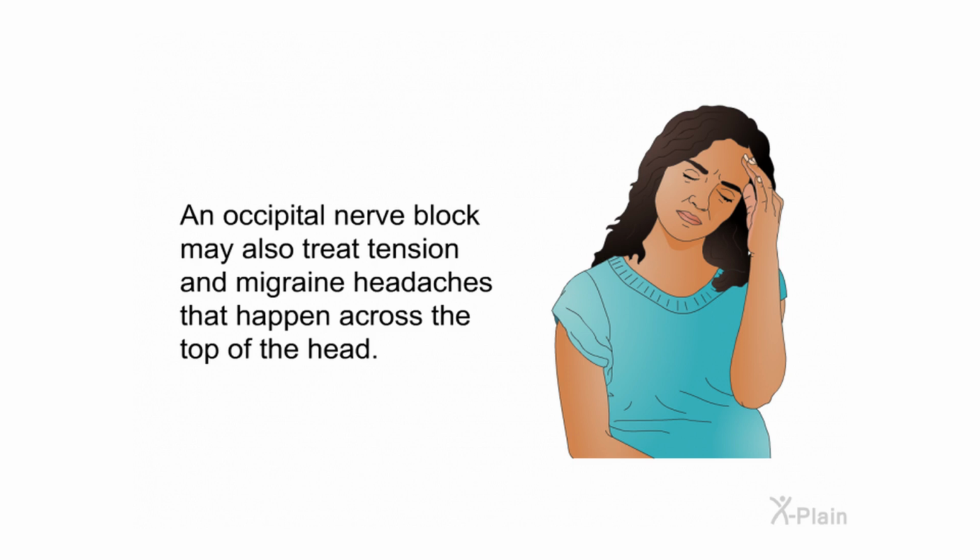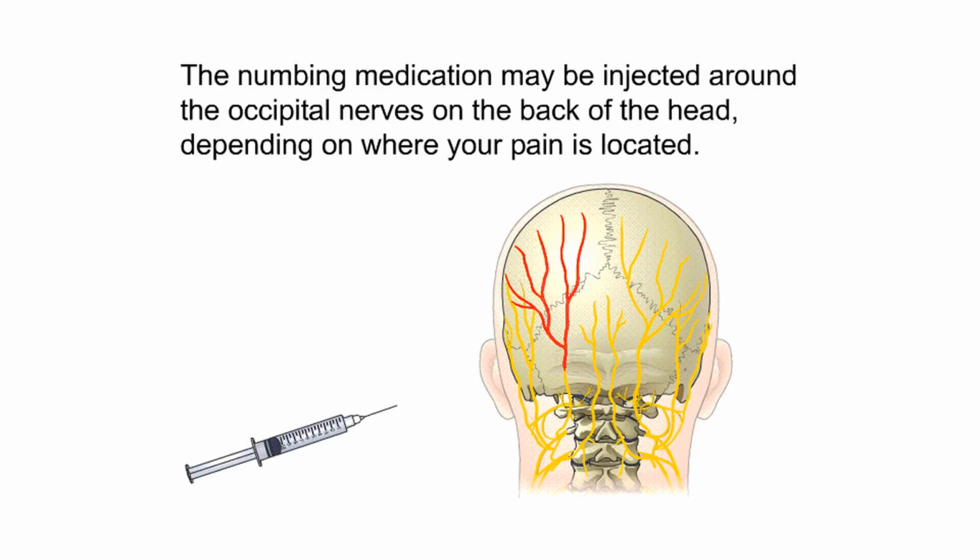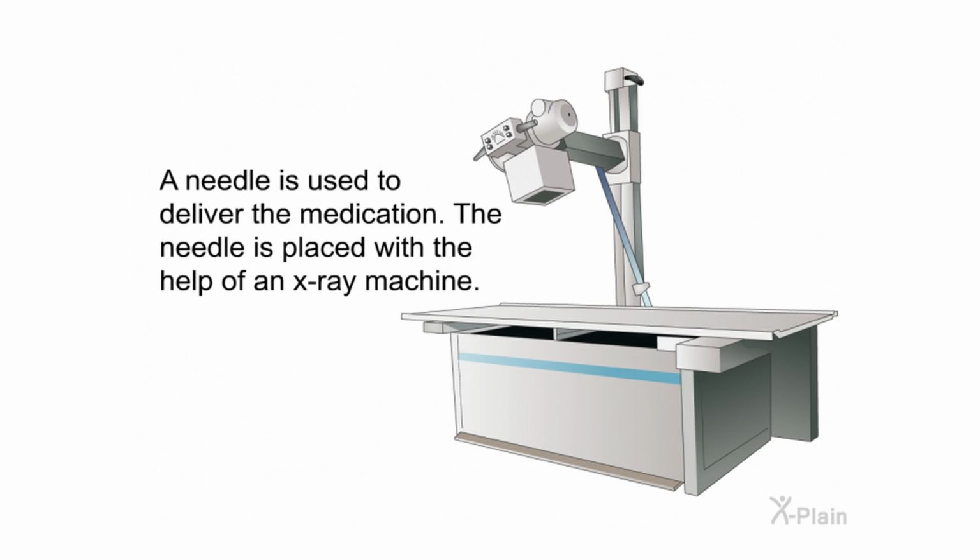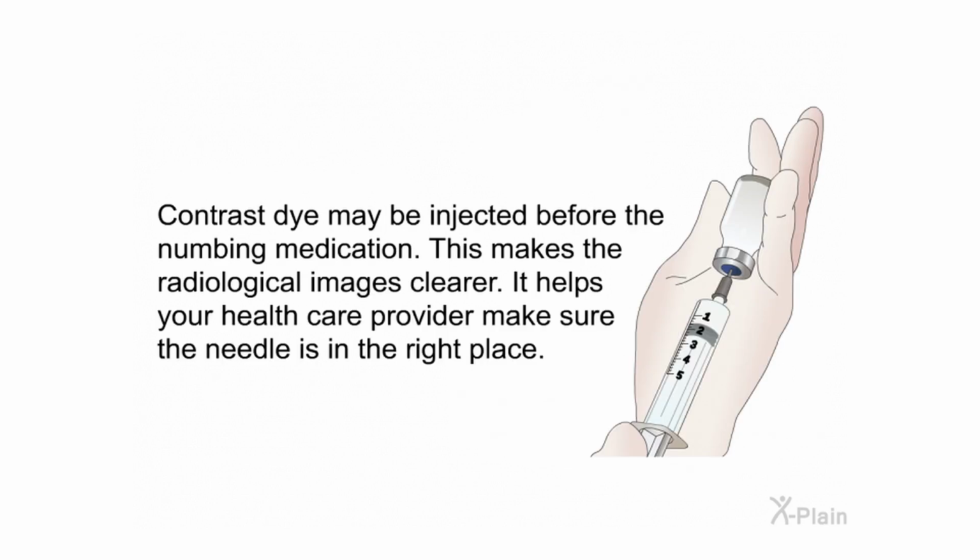An occipital nerve block may also treat tension and migraine headaches that happen across the top of the head. The numbing medication may be injected around the occipital nerves on the back of the head depending on where your pain is located. A needle is used to deliver the medication. The needle is placed with the help of an X-ray machine. Contrast dye may be injected before the numbing medication. This makes the radiological images clearer. It helps your healthcare provider make sure the needle is in the right place.